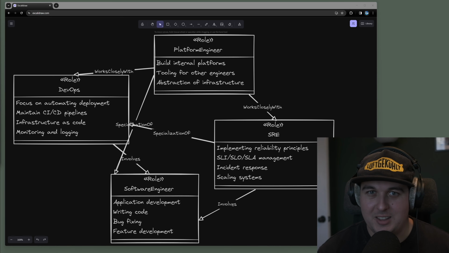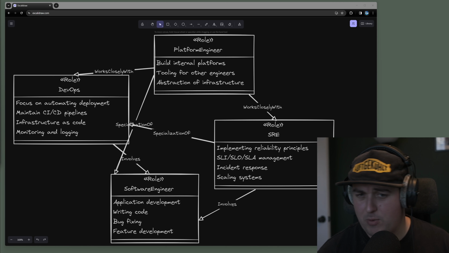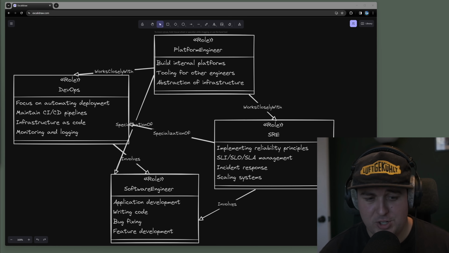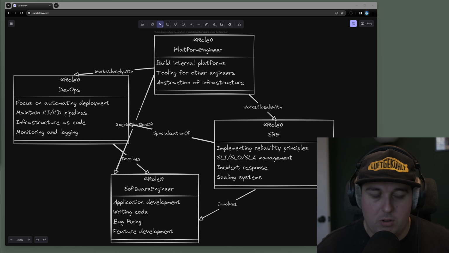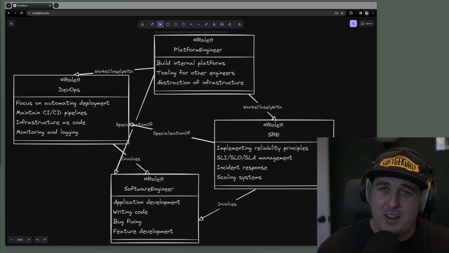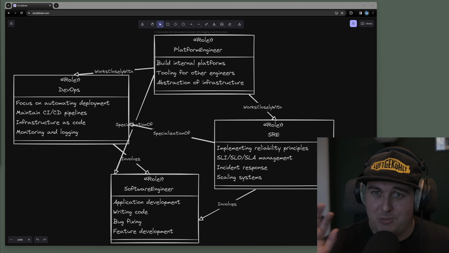There is a lot of LinkedIn-esque debate right now about the difference between a DevOps engineer, a site reliability engineer, a platform engineer, and a traditional quote unquote software engineer. And I think a lot of those debates are kind of looking in the wrong direction.